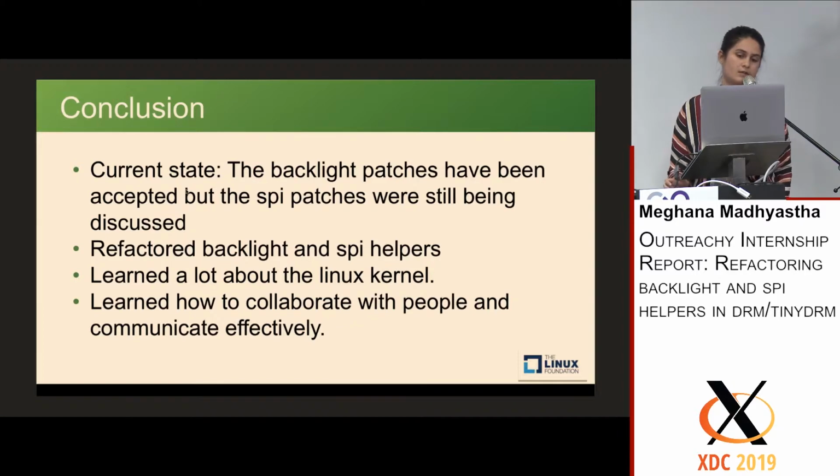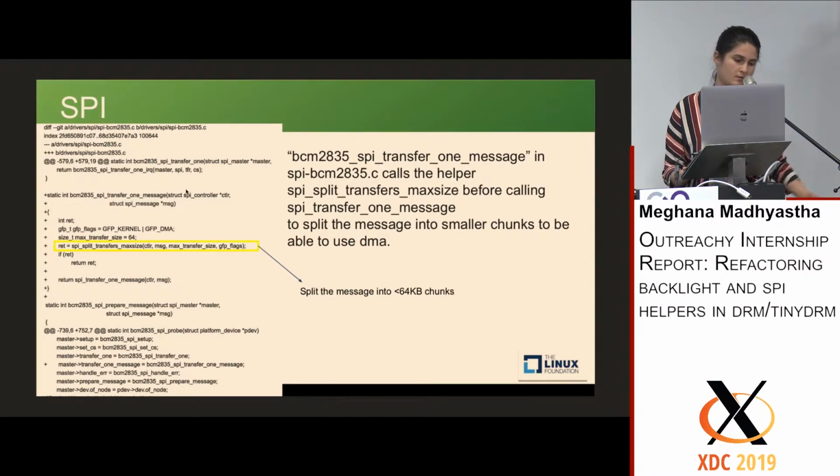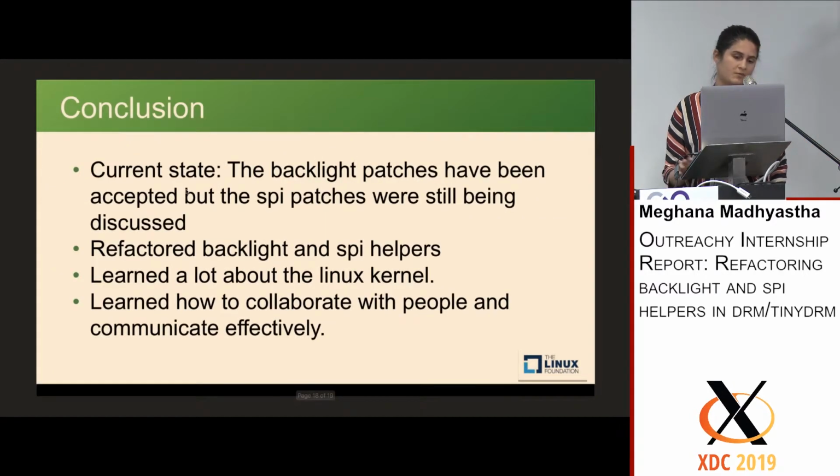So the current state, post my internship, was that the backlight patches have been accepted, but the SPI patches were still being discussed, because there were also some other issues. There were some warnings and errors, so I had to change some code in SPI.c to reduce the buffer size to even less than 32 kilobytes because it gave me some errors. So that was still under discussion and wasn't yet accepted.